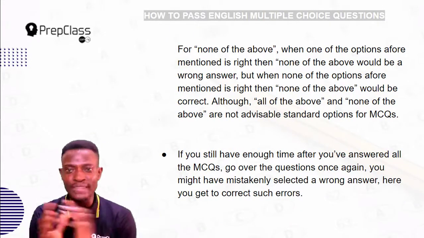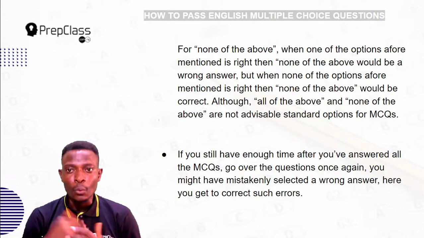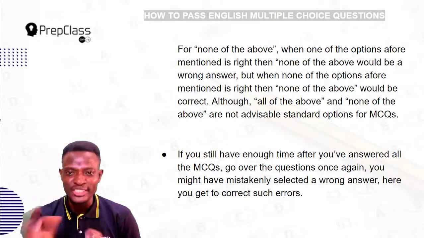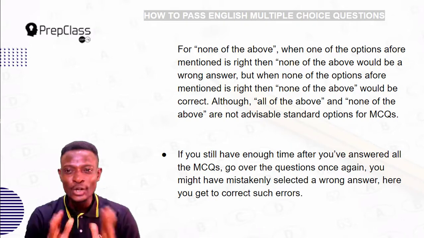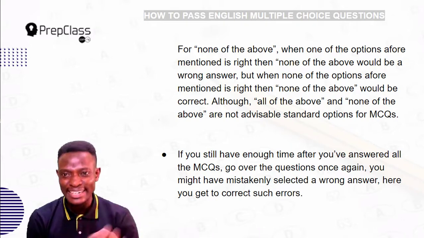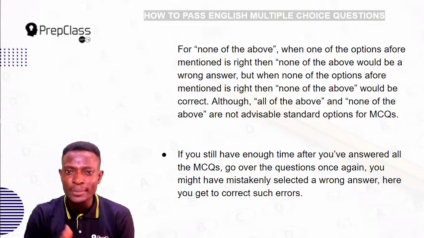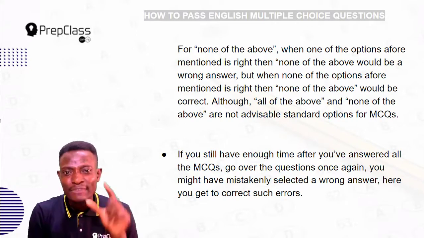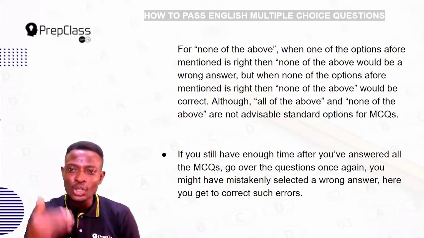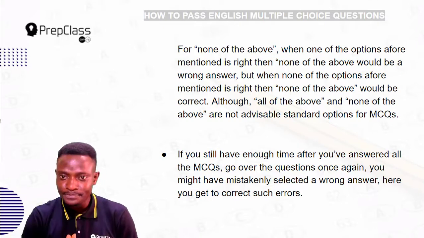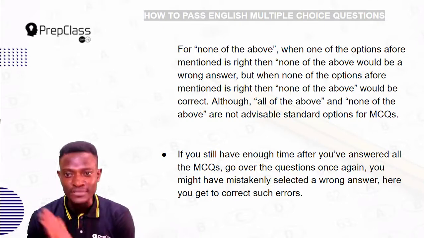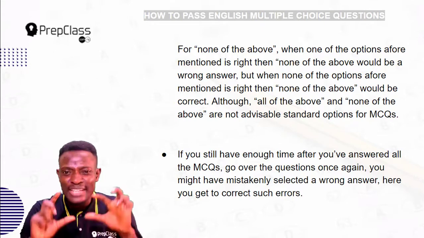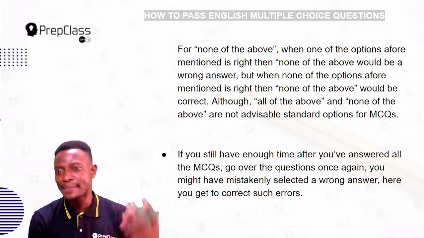Now, for none of the above, when one of the options aforementioned is right, then none of the above would be a wrong answer. That is, if you have one of the options stated above as a correct answer, then none of the above would be a wrong answer. But when none of the options aforementioned is right, then none of the above would be correct. Although all of the above and none of the above are not advisable standard options for MCQs.